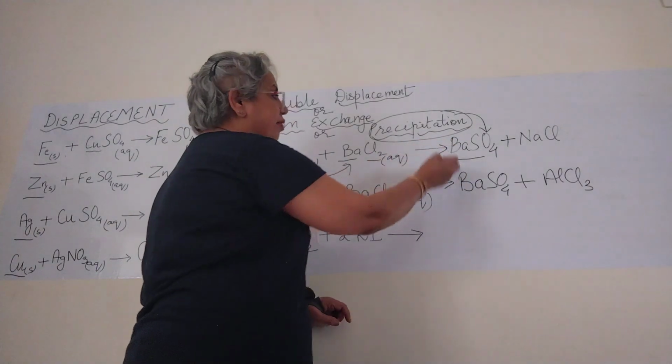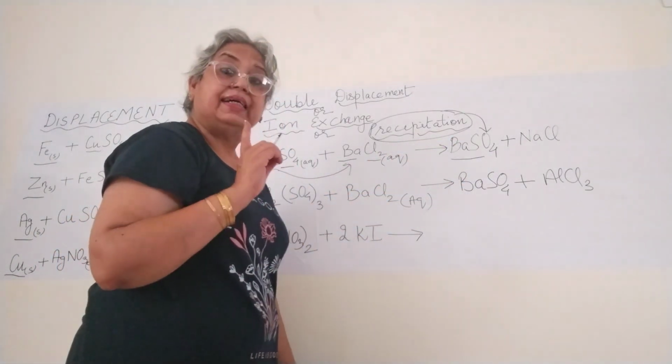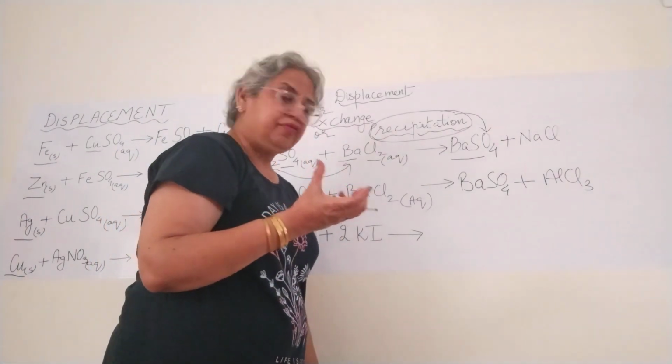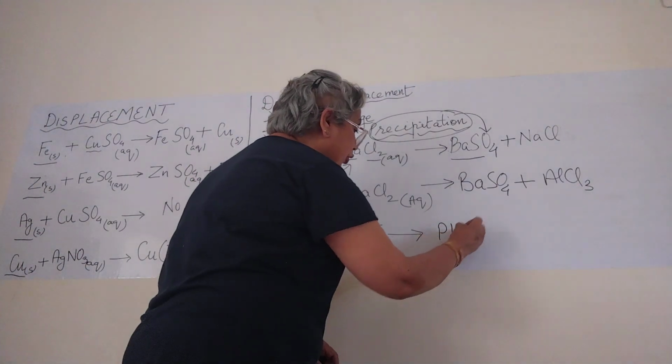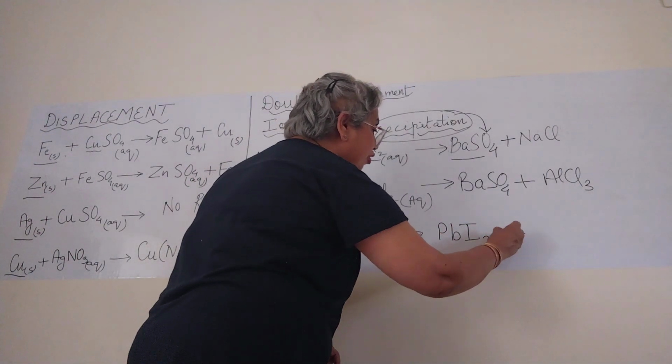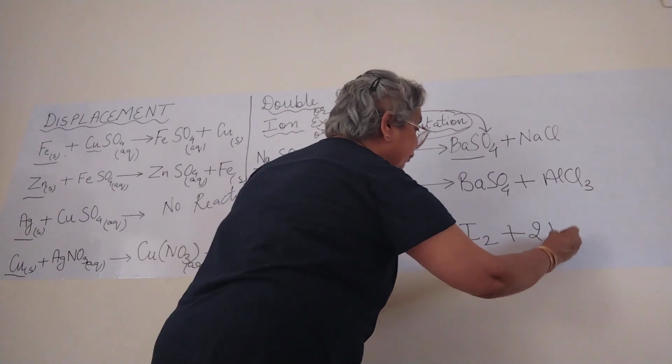In the first two cases, the precipitate formed is curdy white, दही जैसी सफेद. और जो थर्ड इक्वेशन है, इसमें क्या होता है, जो precipitate है, that is bright yellow.